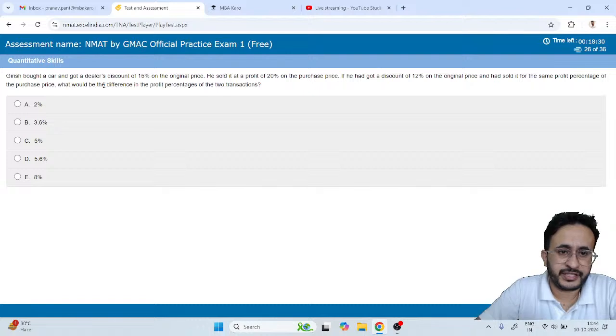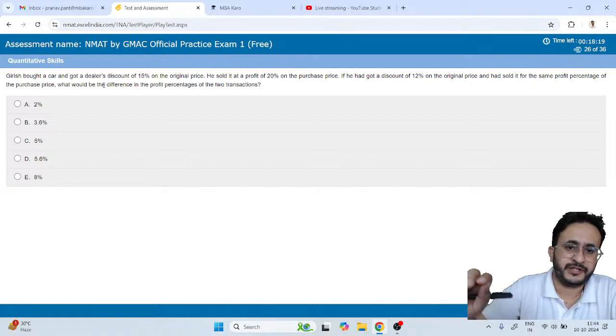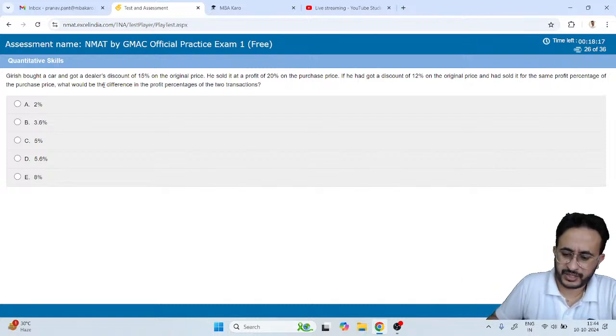Girish got a car and got a dealer's discount of 15%. He sold it at a profit of 20% on the purchase price. If he got a 12% discount and sold for the same profit percentage of his purchase price, what would be the difference in the profit percentage of the two transactions?